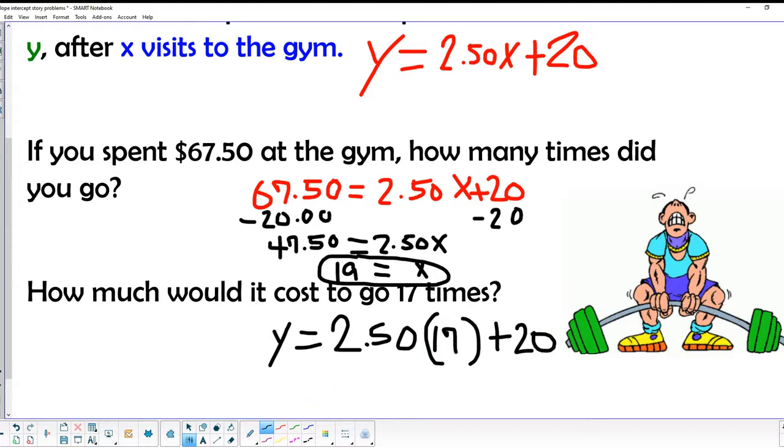So we'll get our calculator, $2.50 times 17 visits, and that would equal $42.50 plus the 20. So we end up with a total cost of $62. Oh, let's double check that again. $62.50. That's to go to the gym for 17 sessions of boot camp.